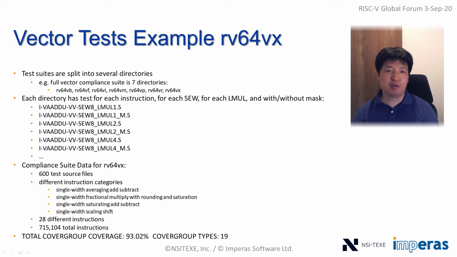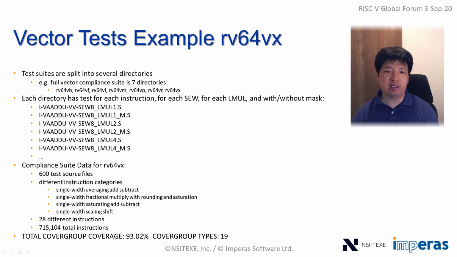Here is a more specific example of the vector compliance test. Test suites are split into several directories, one for each category. VB means the base instructions. VF means the floating point arithmetics. VI means the integer arithmetics. VP means the vector permutations. VR means the vector reductions. VX means the fixed point arithmetics.